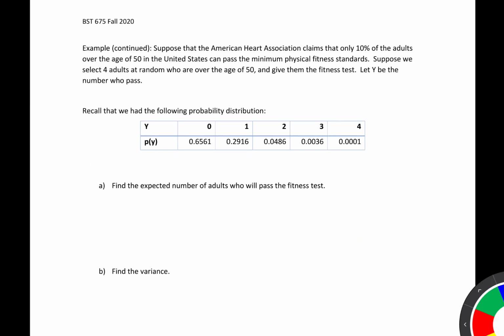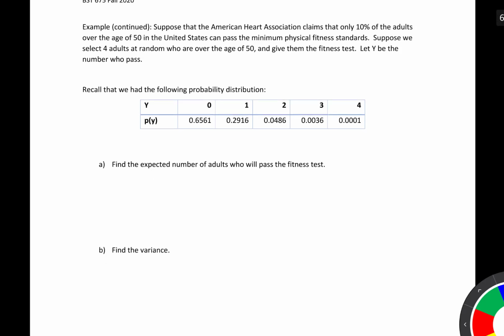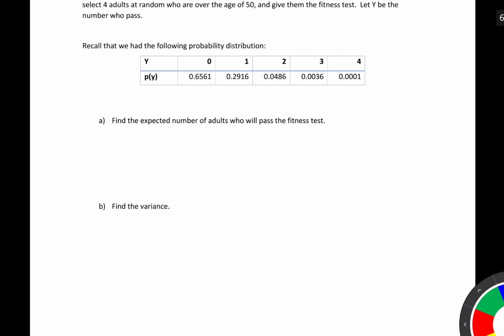All right, so here we have that example from earlier with the American Heart Association, and here is that distribution that we found earlier. So I'd like you to pause the video here and see if you can find the expected number of adults who will pass the fitness test, and then also see if you can find the variance. And then when you come back, we can double check those values and see if you got the same thing that I got.